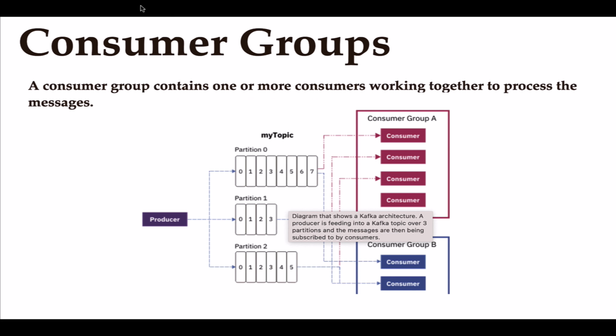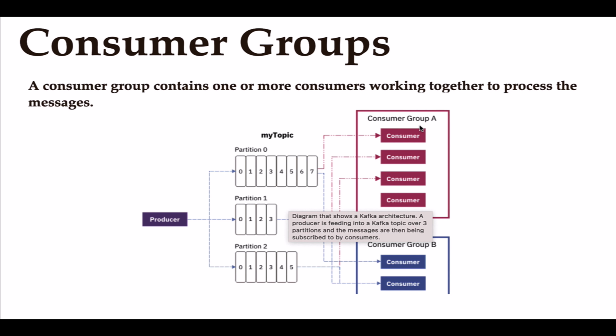Now let's take a look at what consumer groups are. If you look at the diagram over here, we have my topic. It has multiple partitions like partition 0, partition 1, partition 2, and there are a lot of consumers consuming the data from my topic. And you can see here, the consumers are again grouped.